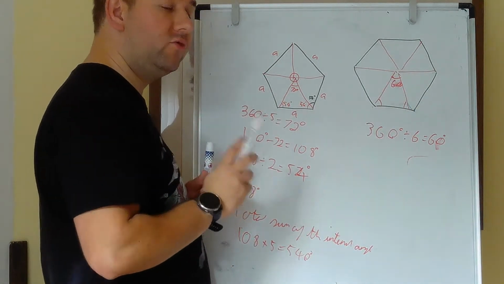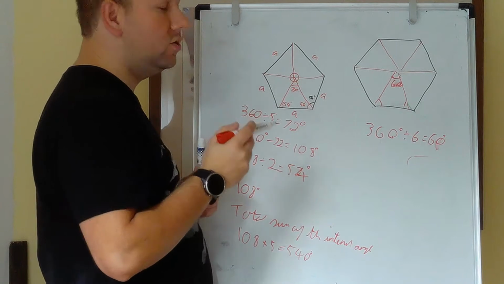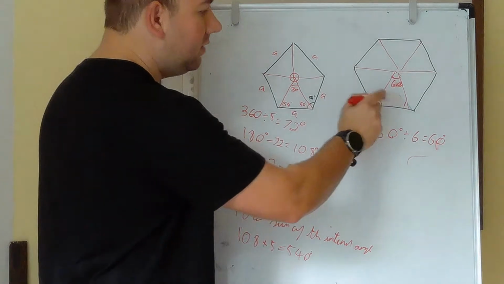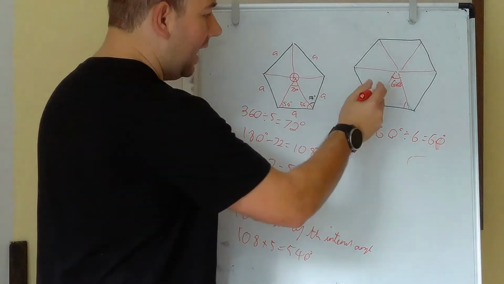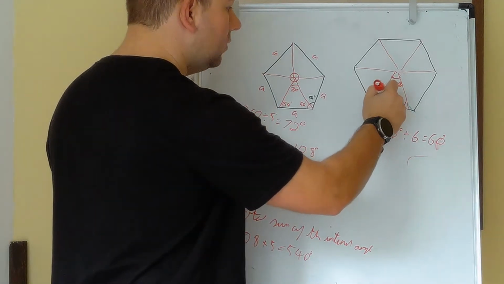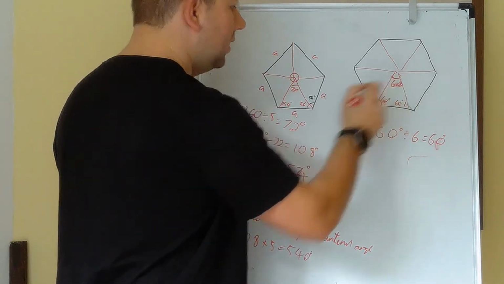Now, in our video on triangles, we saw that equilateral triangles have all angles equal to 60 degrees. And we know these two must be equal, and therefore this must be equal to this top one as well. So these are all equal to 60 degrees.